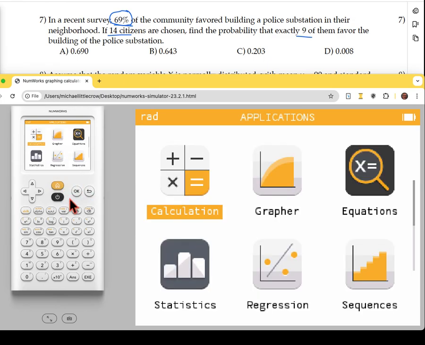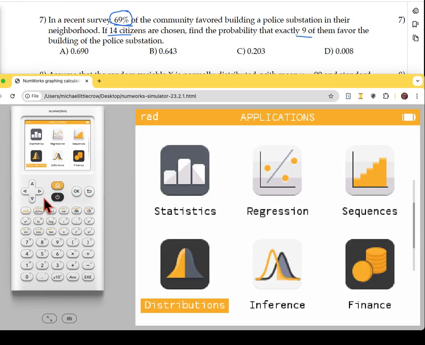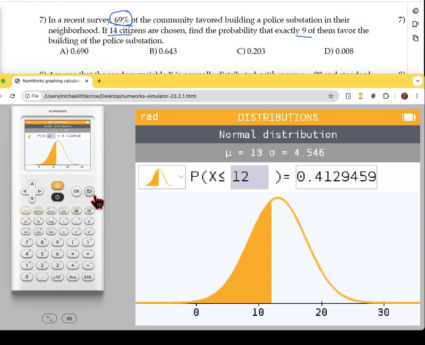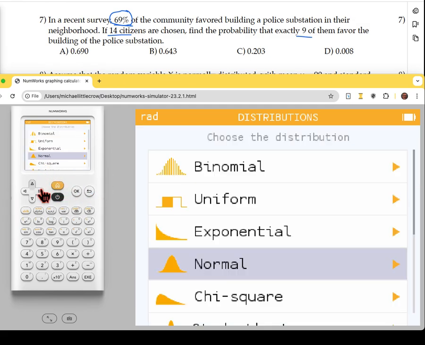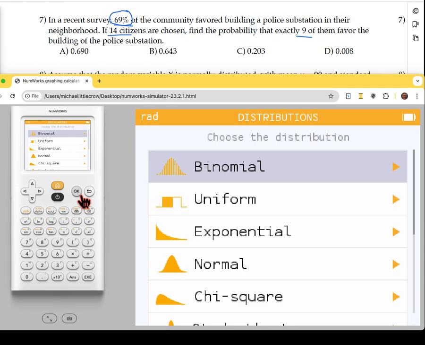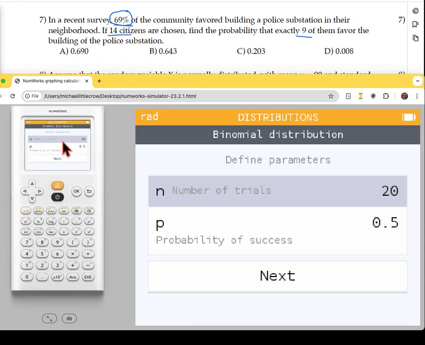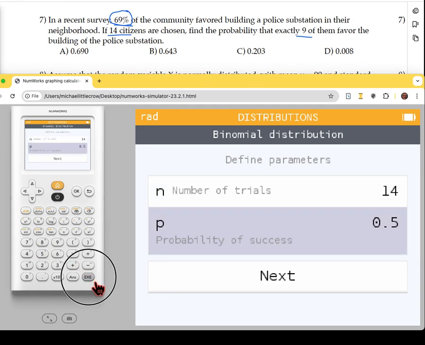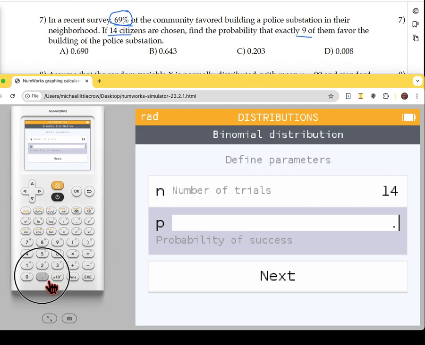So we'll go to the home screen, we'll go down to distributions, and we're going to go okay. We're going to back up a little bit. We don't want the normal, we want the binomial. For the binomial, we have to put in the sample size, which is 14, the number being chosen. And then we put in the probability of success, which is 69%, 0.69.